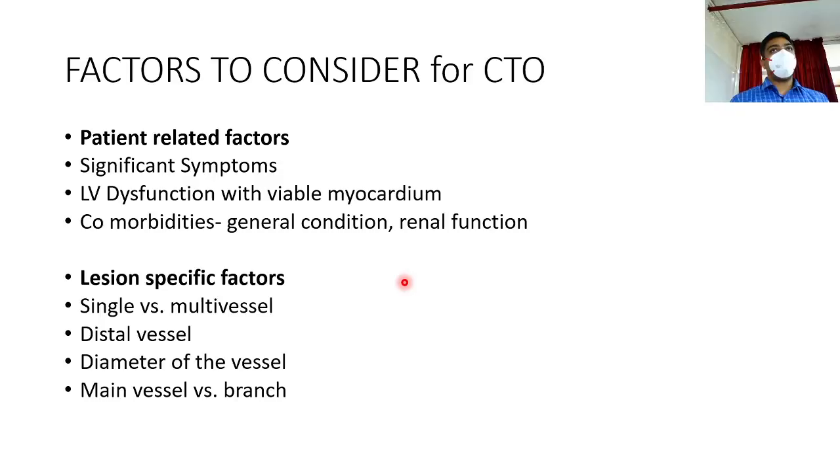So when we are considering opening up a CTO, there are various factors which have to be considered. One is the patient-related factors, significant symptoms I told already. Then whether there is an LV dysfunction, the extent of LV dysfunction and whether viable myocardium is present or not. Then comorbidities and general condition, the renal function, because CTO is a long procedure and requires a lot of dye. Up to 400 ml is the limit. At 400 ml of dye, we have to stop the CTO procedure. So renal function we have to consider.